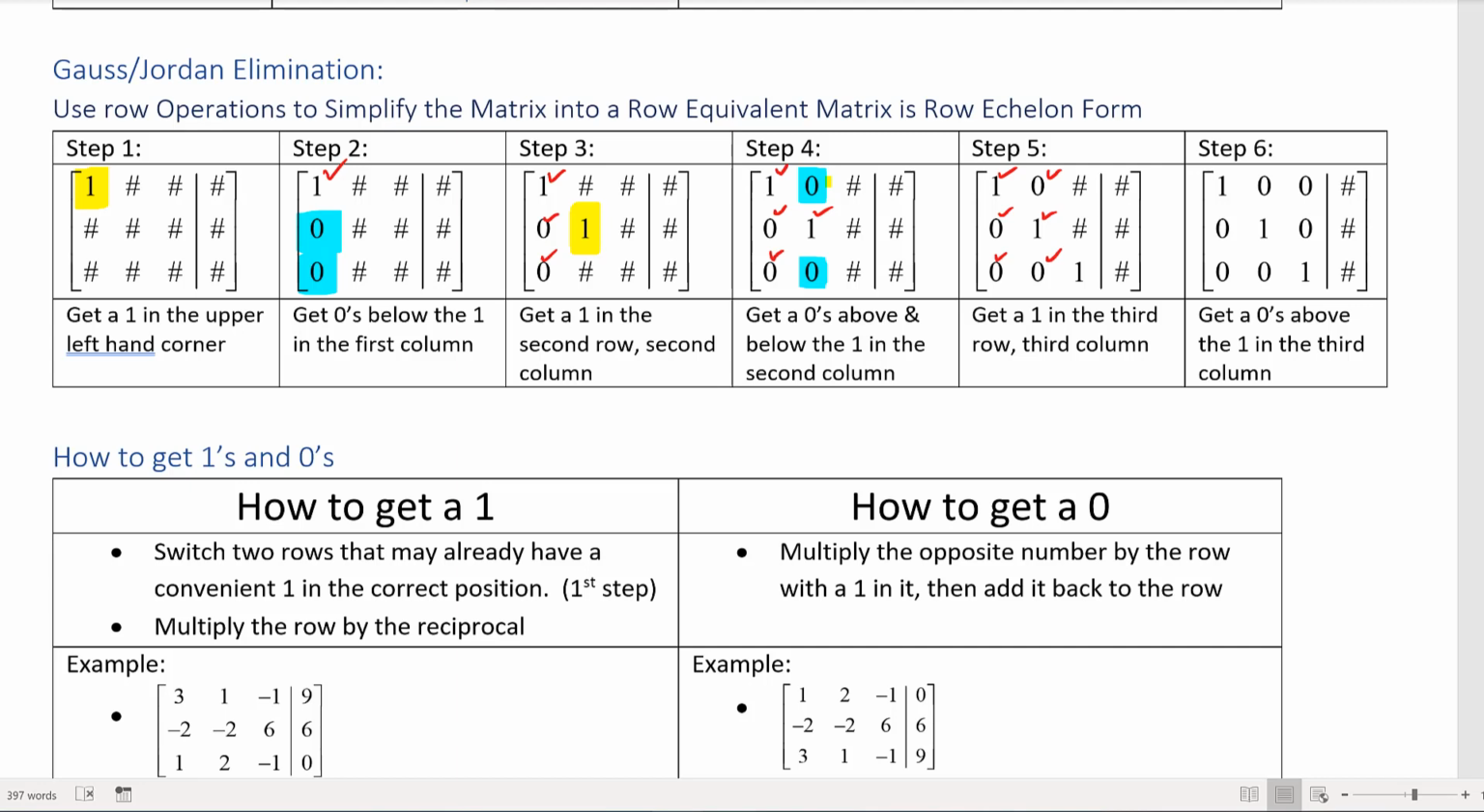The thing that I'm working on now is to get a 1 in the third row, third column. And then for the last step, I've got a 1, a 0, a 0, then a 1 in the second column with zeros above and below it. Then I've got a 1 from step 5, and I'm looking for the zeros above it. Once I've got the matrix in reduced row echelon form, the numbers in the fourth column are going to represent the x, the y, and the z solution. So these are the steps in order to get my matrix in reduced row echelon form.